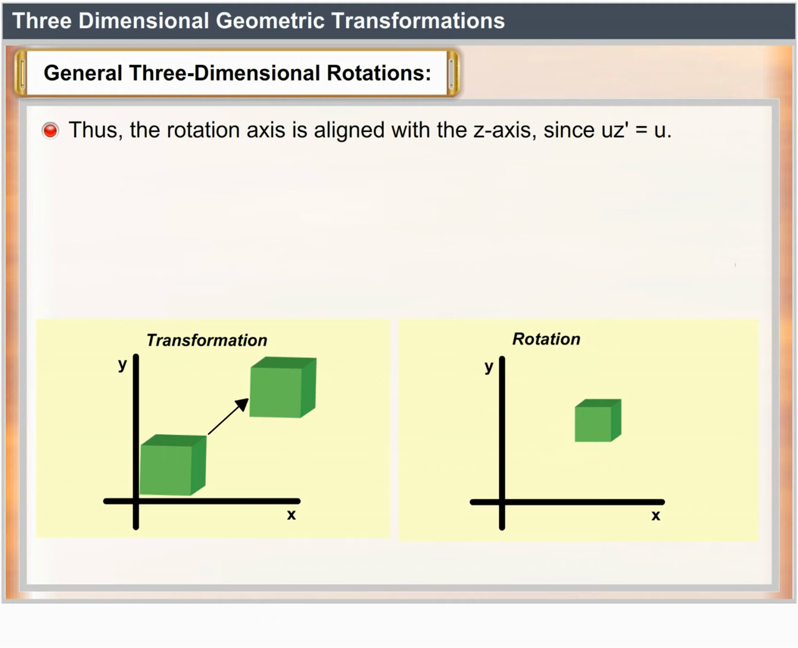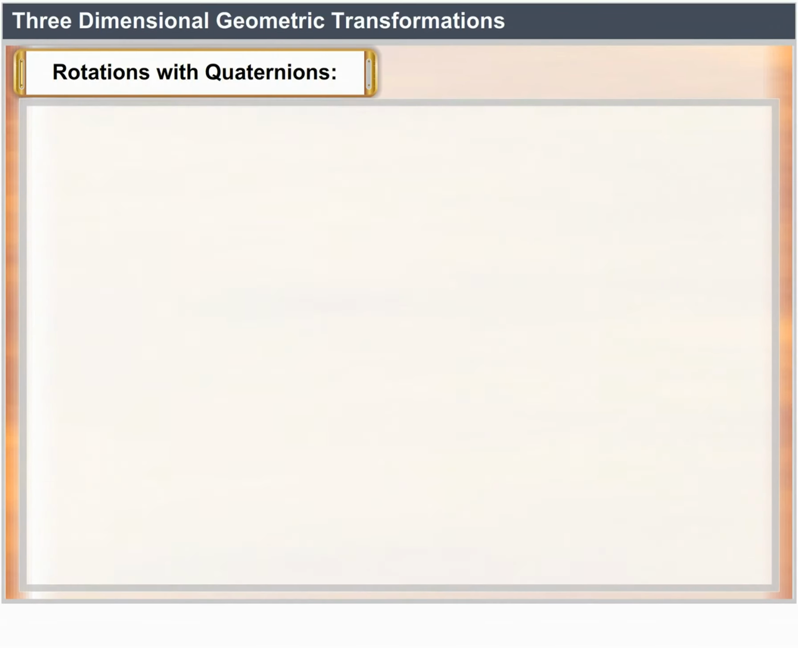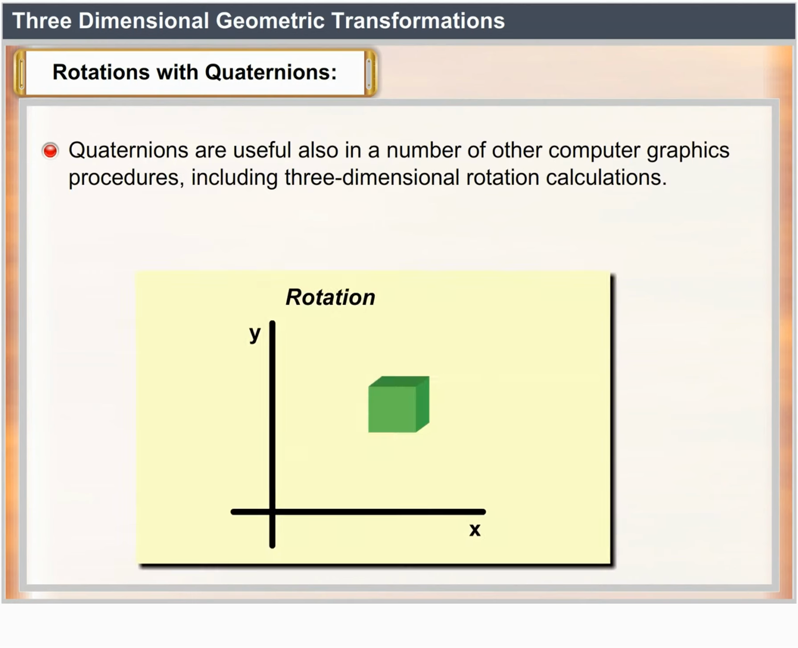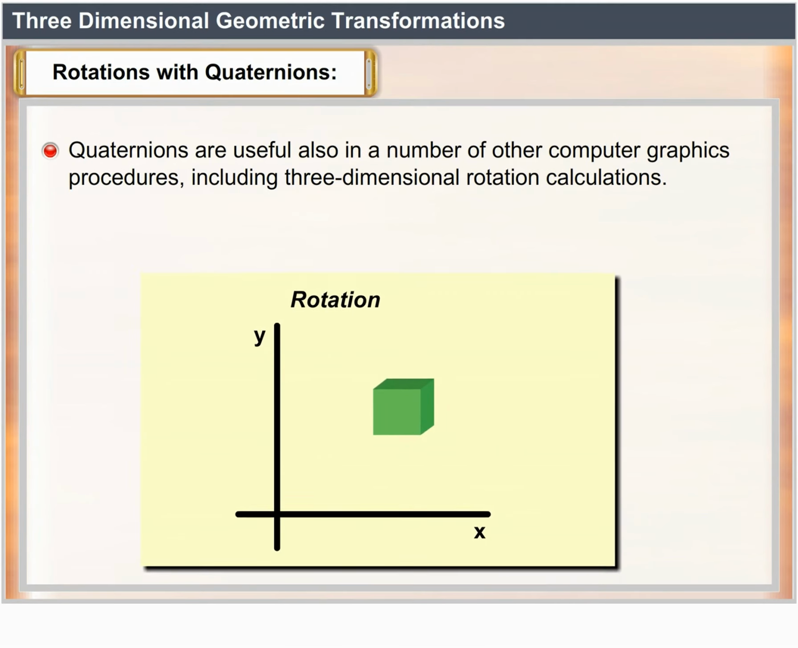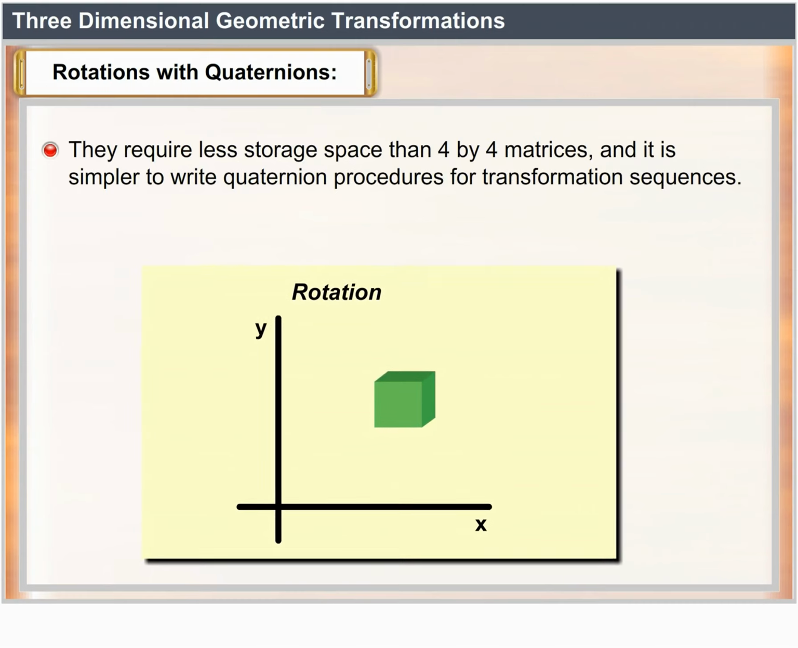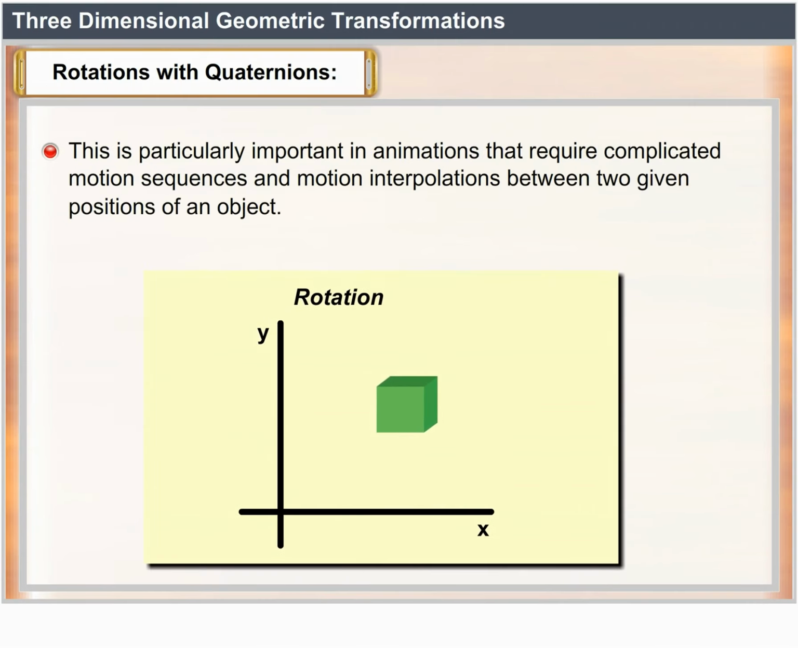A more efficient method for obtaining rotation about a specified axis is to use a quaternion representation for the rotation transformation. Quaternions are useful also in a number of other computer graphic procedures, including three-dimensional rotation calculations. They require less storage space than 4x4 matrices, and it is simpler to write quaternion procedures for transformation sequences. This is particularly important in animations that require complicated motion sequences and motion interpolations between two given positions of an object.